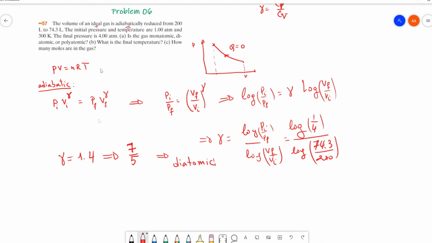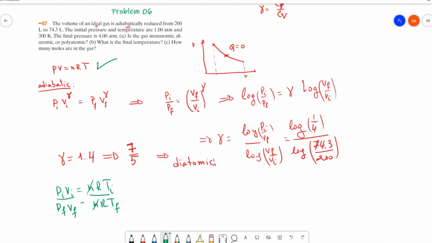I said that this one is valid all the time. I don't have the number of moles. Can I use it? Yes. How can I do that? I can say that P_i V_i equals N R T_i. So this is initial. I'll divide it over P final V final, which equals N R T final.